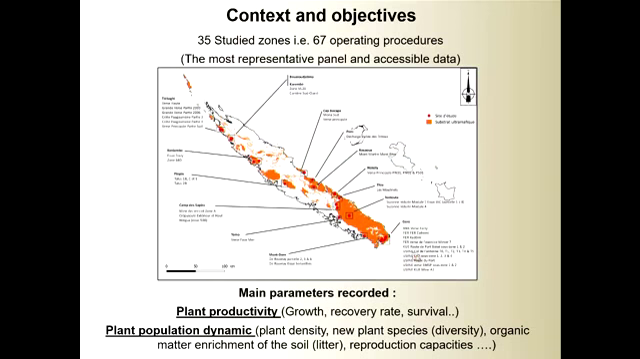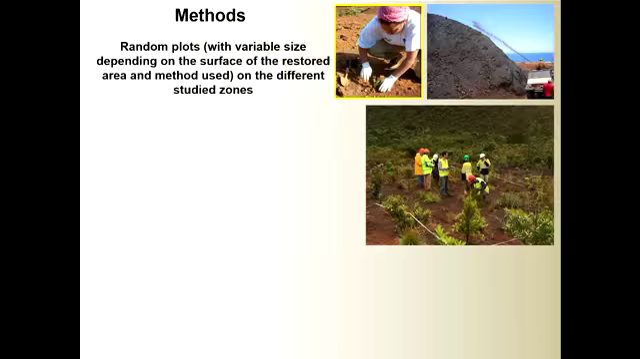These 35 operations represent at least 67 operating procedures, and several parameters were recorded. For that, random plots, as you can see here, with variable size depending on the surface of the restored area and also on the method used. Here you have two methods, the plantation and hydroseeding.